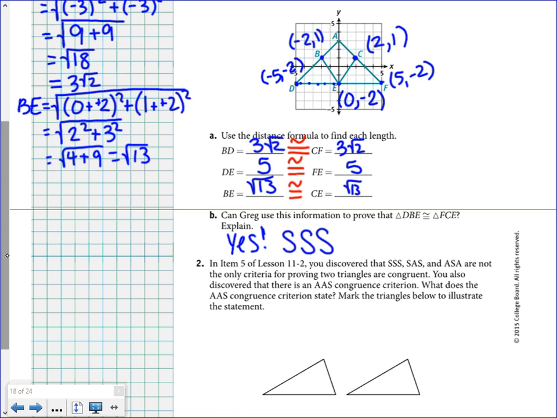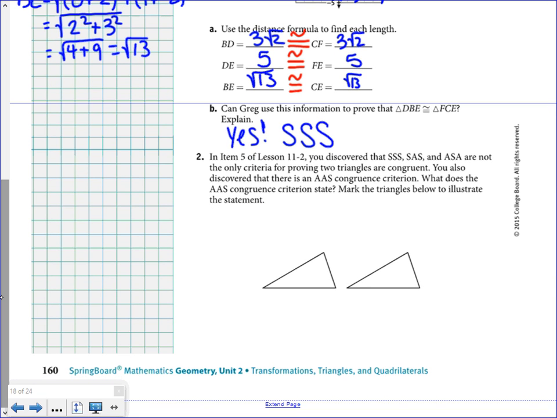Now we're going to look at number 2. A couple of lessons ago, we looked at side, side, side, side, angle, side, and angle, side, angle. And we also looked at angle, angle, side. So that was the one that we did not look at in the previous lesson. So we are going to look more specifically today at angle, angle, side.